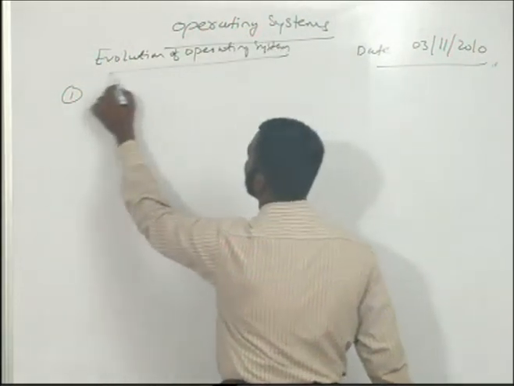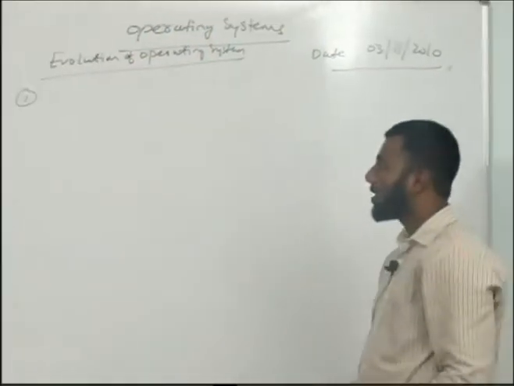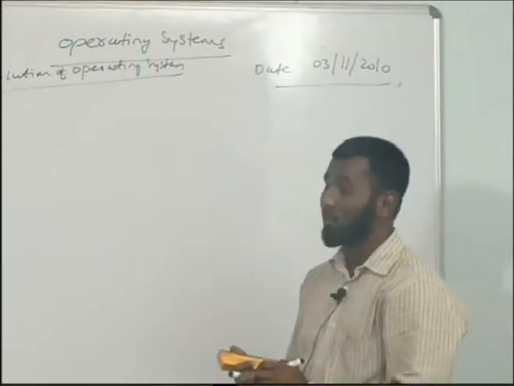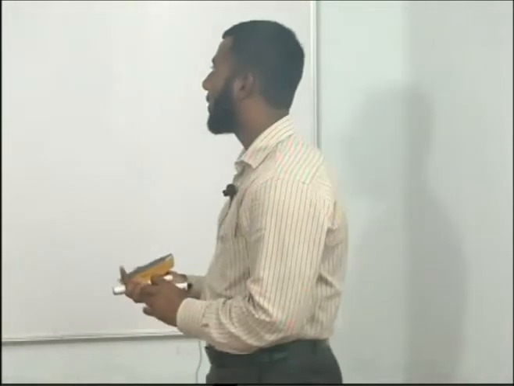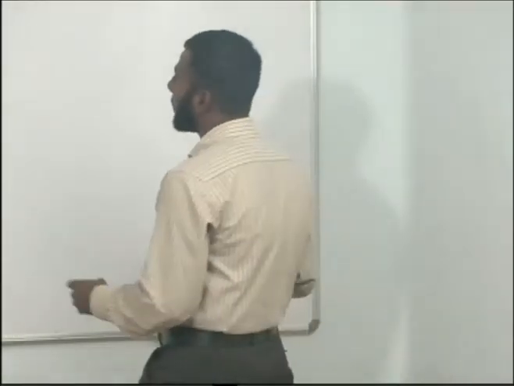In order to understand the functionality of an operating system, it is important to know its evolution, because once we know this evolution, we will come to know what problems were solved, what functionalities have been accommodated, how the operating system has grown, and at what point of time different functionalities have been included. We'll come to know that, right?